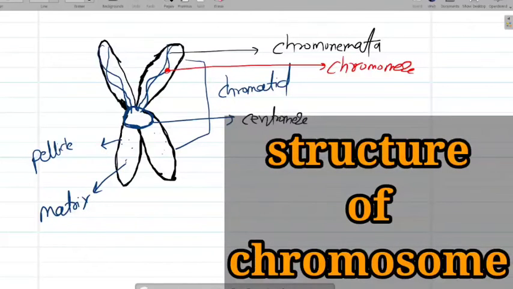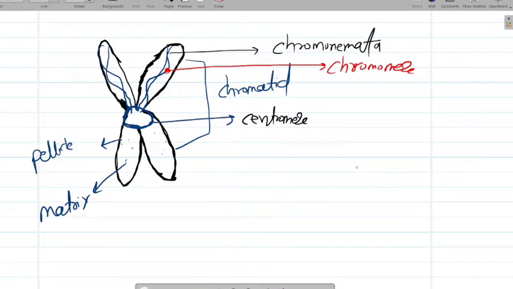Welcome back again, and in this video we will be talking about the depth structure of a chromosome. First of all, we will be studying the basic structure. After that, we will be going into the schematic presentation of your chromosome. Now take a look. This is the basic structure.